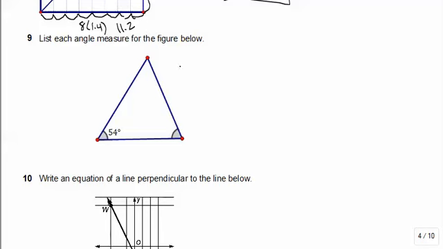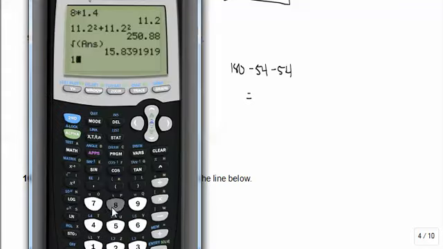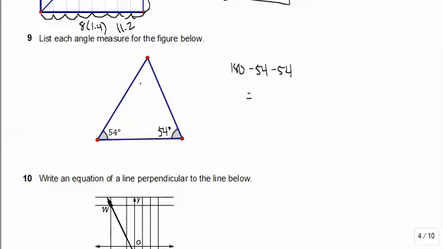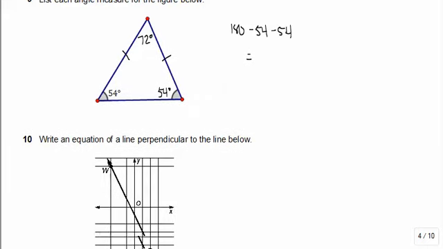List each angle measure for the figure below. This angle measure would be 54 degrees. The top would be 180 minus 54 minus 54, which gives me 72. Because it is an isosceles triangle, given those two bottom angles are congruent.